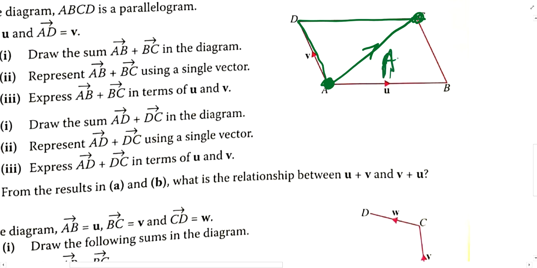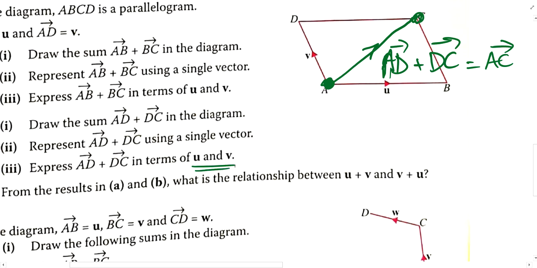AD plus DC, which is simplified to become AC. Simple? Okay. Express it in terms of U and V. Okay, now, can you tell me the answer? AD.